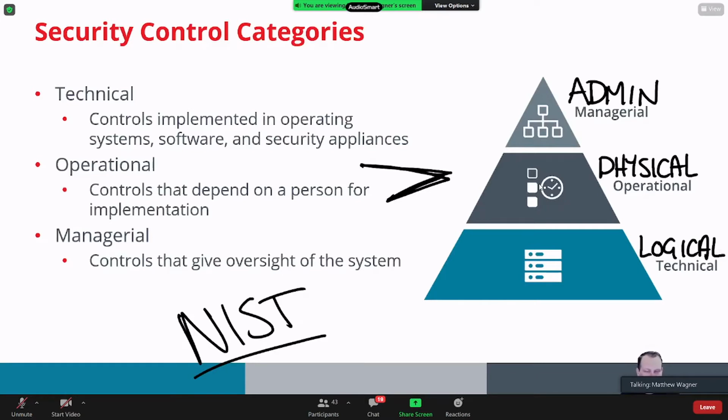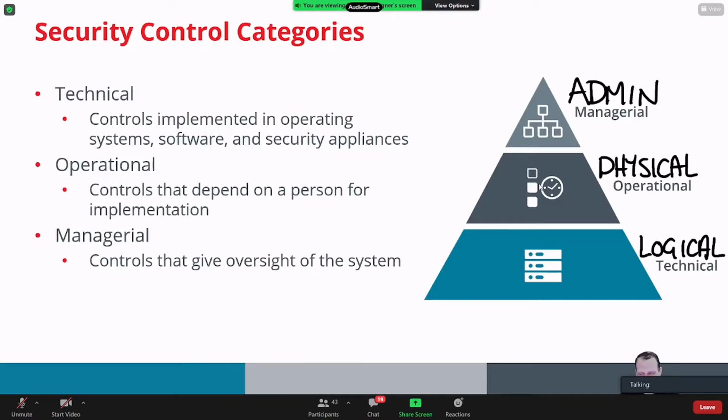Now, what about the firewall on my network? What would that be considered? That'd be technical, that'd be logical, right? Because that's something inside the system. And what about a company policy that says employees are not allowed to do X, Y, and Z? Sort of guides their actions, determines how people interact. That's administrative. That's managerial.